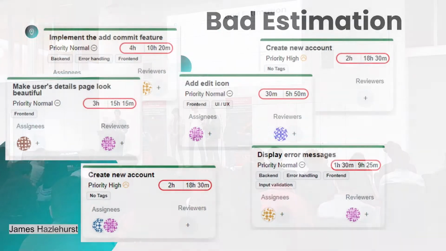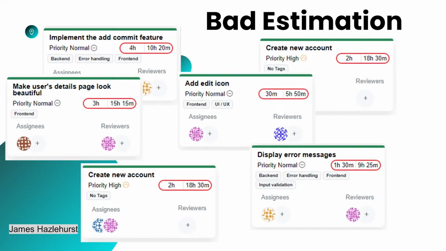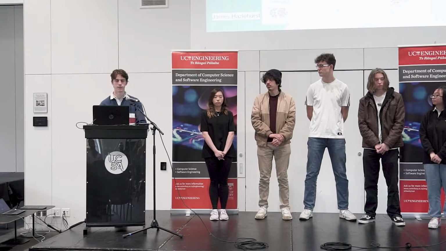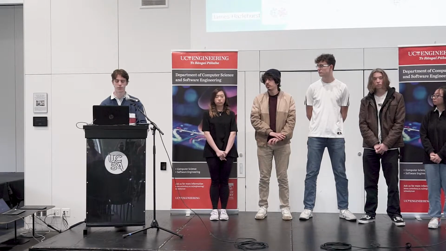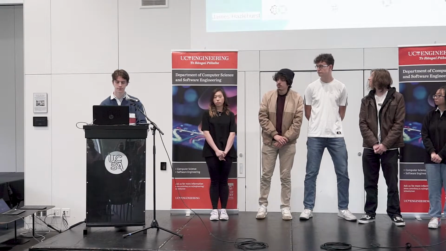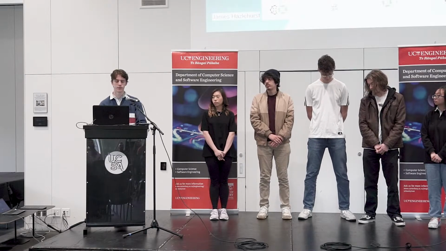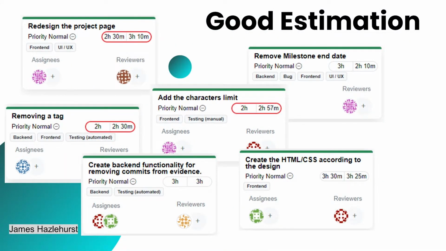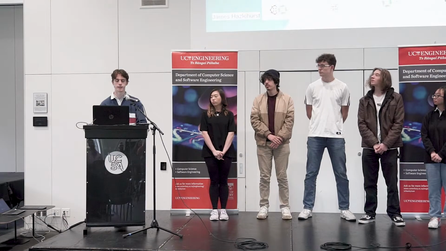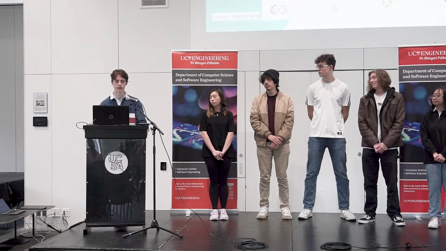As you can see here, we were vastly underestimating the amount of time each task would take. This led to us under-delivering in terms of amount of features and quality of our product. However, as the sprints went on, we got better at estimating our tasks, and here are some tasks from our latest sprints, and you can see our estimates have become a lot better. This made it a lot easier to deliver on promises that we had made at the beginning of sprints.